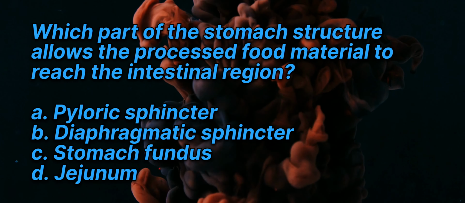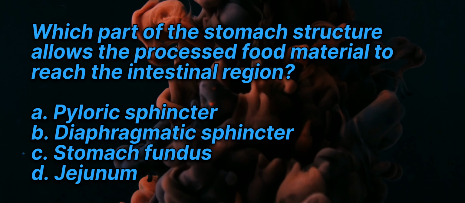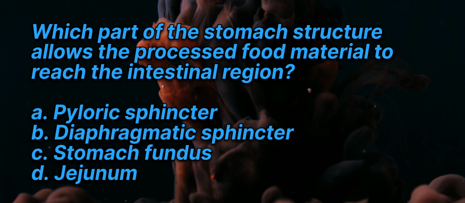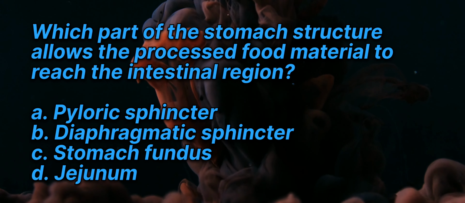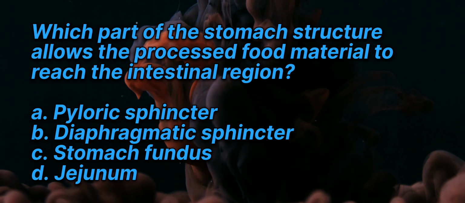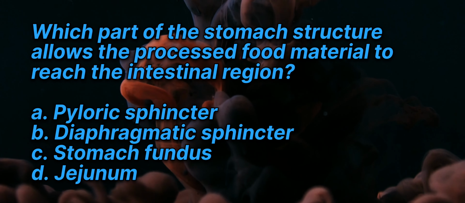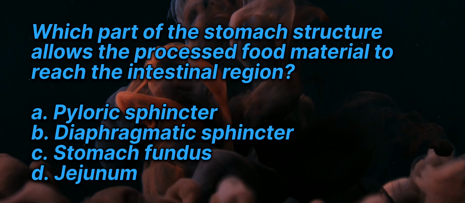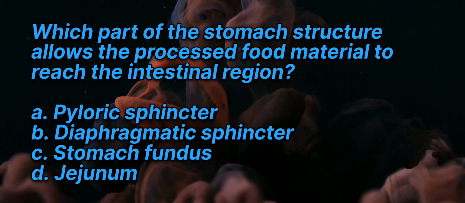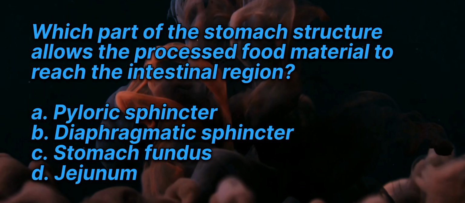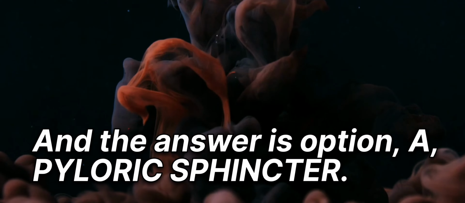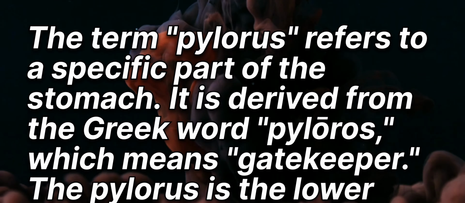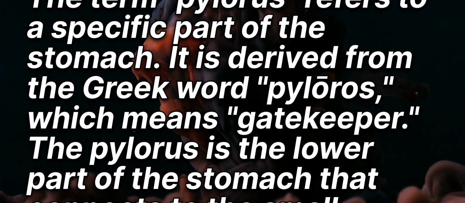Which part of the stomach structure allows the processed food material to reach the intestinal region? A. Pyloric sphincter. B. Diaphragmatic sphincter. C. Stomach fundus. D. Jejunum. And the answer is option A, pyloric sphincter. The term pylorus refers to a specific part of the stomach.